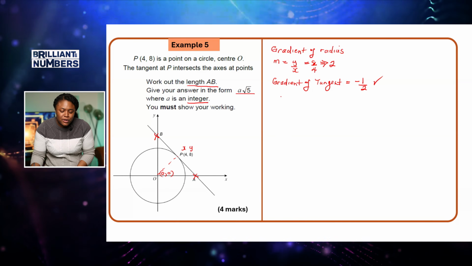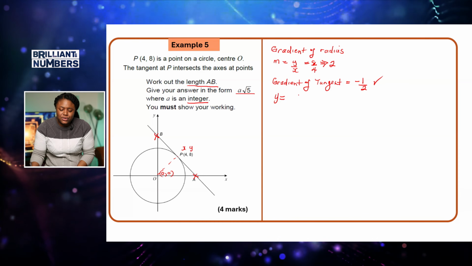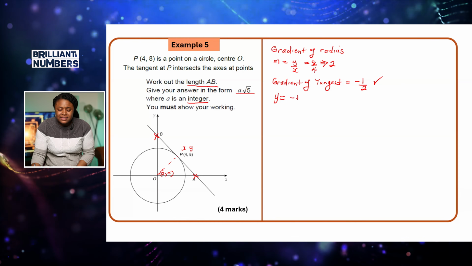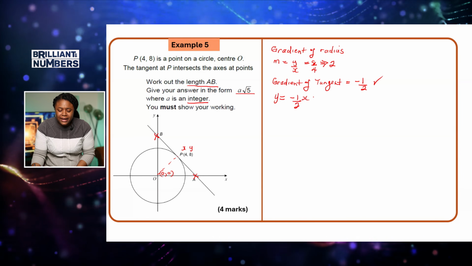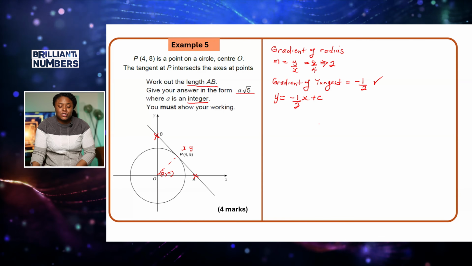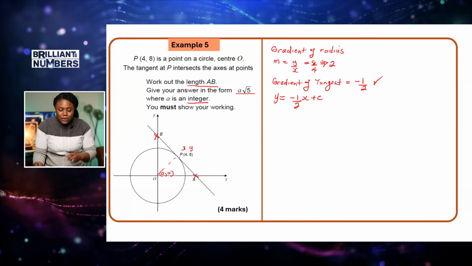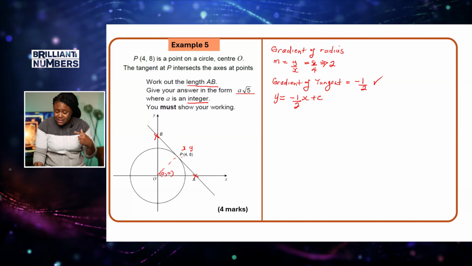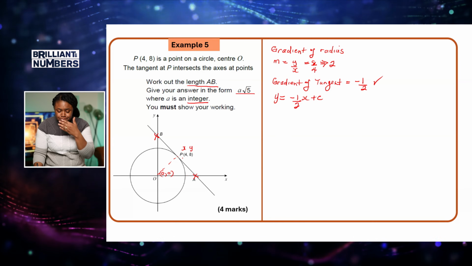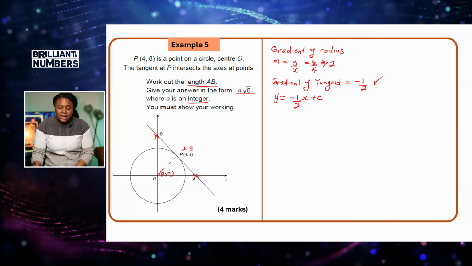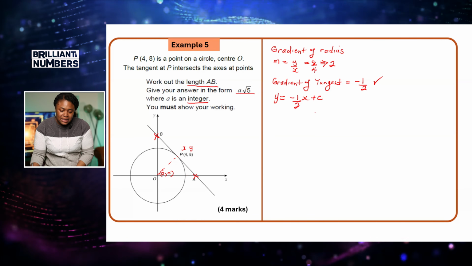So I'm going to do y equals, I know my gradient is minus a half, and we know it's going to be x plus c. I can now substitute the common point like we did in the question before. You can see this is a build on a progression of the one we did before. A little bit more skills needed here.